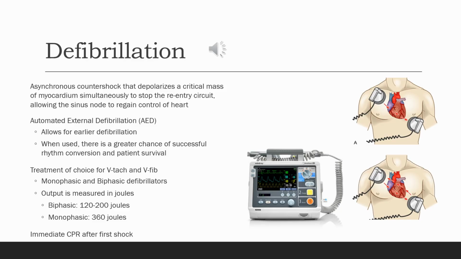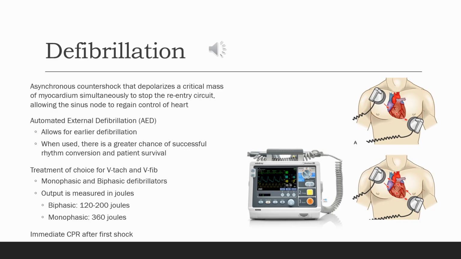All right, and lastly here we want to talk about defibrillation. So this is a critical life-saving intervention that's used to treat lethal dysrhythmias like VFib and VTach. Again, pulseless VTach. It delivers an asynchronous electrical shock to the heart, depolarizing a critical mass of the myocardium and allowing the sinus node to regain control. So an automated external defibrillator, or an AED, allows for earlier defibrillation, which improves survival rates. It increases the chances of successful rhythm conversion, especially when used very promptly in a cardiac arrest situation.